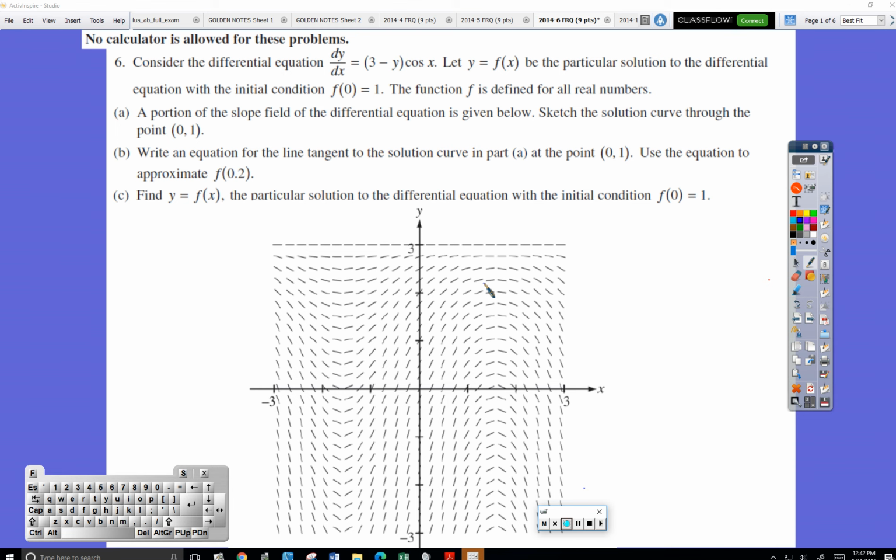Okay, it says consider the differential equation. Therefore, I have an equation which can be used to find the rate at which some amount is changing. So I have an equation for finding the rate, dy over dx. That means the amount would be some formula for y, or whatever. Or we could call the formula over here f of x.